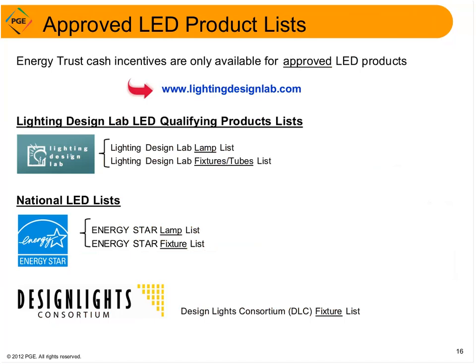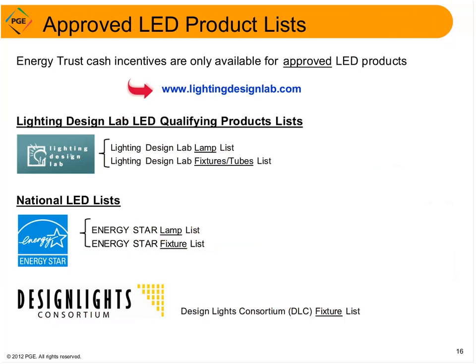For most incentive programs around the country, including right here in the Portland area in Oregon and Southwest Washington, the Energy Trust needs to have a product listed on an approved list before it can give an incentive. The good news is you can find all these lists at the lightingdesignlab.com website that you see here.